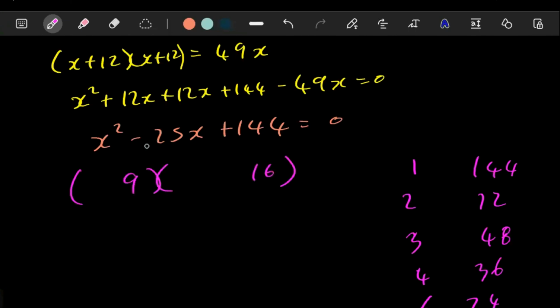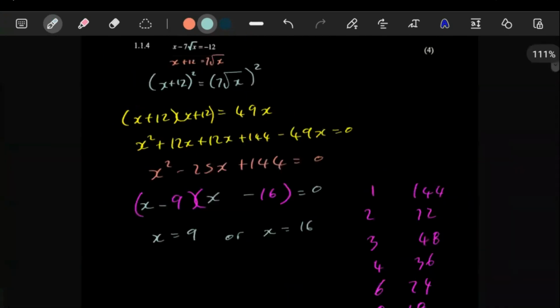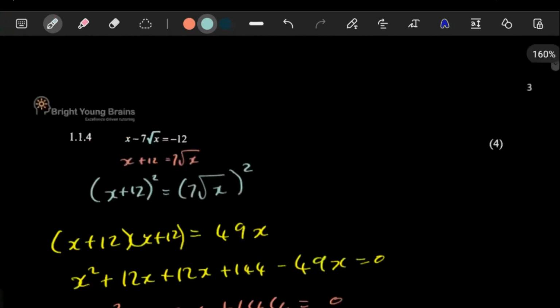To get a minus 25, it has to be minus 9 minus 16. And then we have to solve for x. X here is a 9. X here is a 16. Now the thing is, you want to test out both answers. Do they balance out the equation?